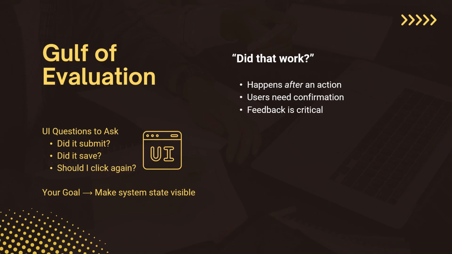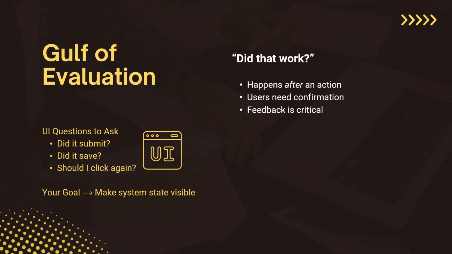Now let's talk about the gulf of evaluation. This happens after the user takes an action. The user clicks or taps or submits or swipes and then asks, did anything happen? This is where feedback becomes critical. The gulf of evaluation is the gap between what the system actually did and what the user can perceive that it did.